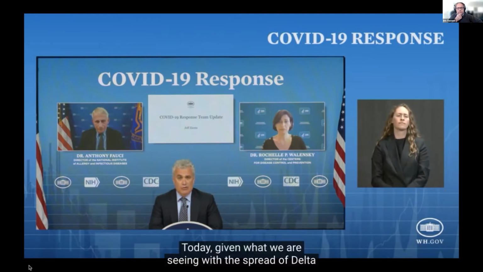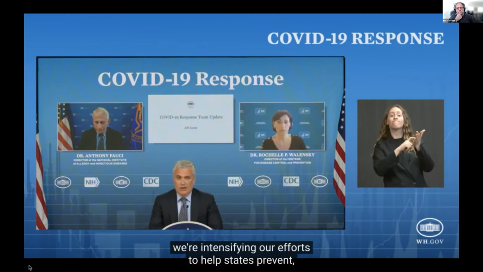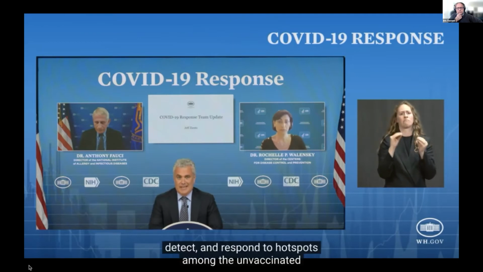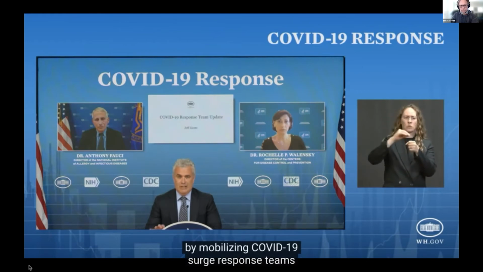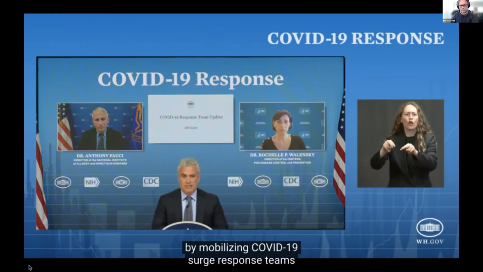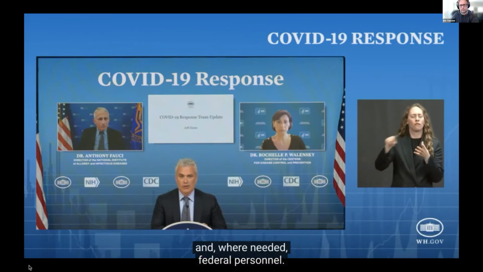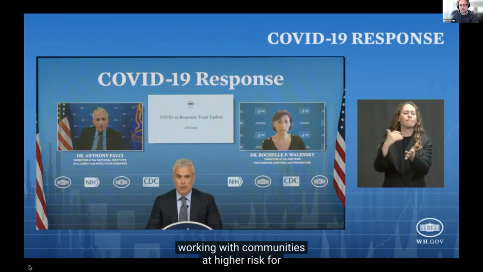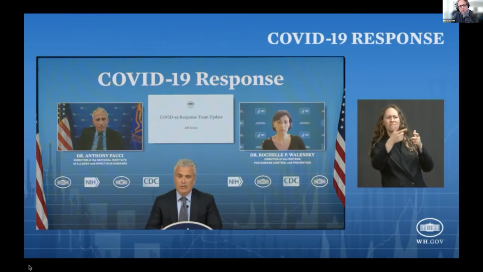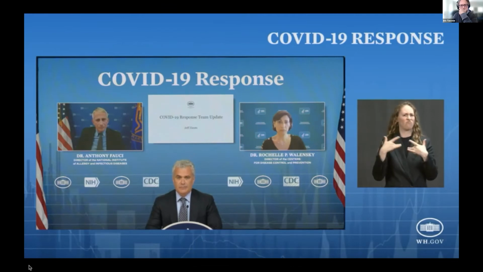Today, given what we are seeing with the spread of Delta in some communities in the country, we're intensifying our efforts to help states prevent, detect, and respond to hotspots among the unvaccinated by mobilizing COVID-19 surge response teams to be at the ready to deploy federal resources and, where needed, federal personnel. These are dedicated teams working with communities at higher risk for or already experiencing outbreaks due to the spread of the Delta variant and their low vaccination rate.